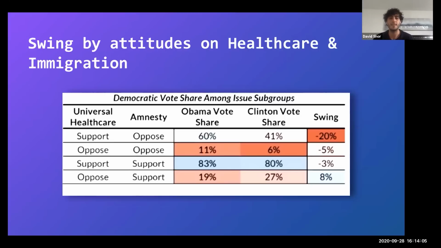Here is something I like to say: on paper, Hillary Clinton and Barack Obama and Mitt Romney and Donald Trump all shared the same positions, on paper. But despite that, what this plot is showing is Obama vote share and Clinton two-way vote share by support for universal healthcare and support for amnesty. And I like to say that this table is like the election in a nutshell, which is that there were a large number of people with conservative views on immigration, but center-left views on economic policy. And Obama actually did very well among this group.